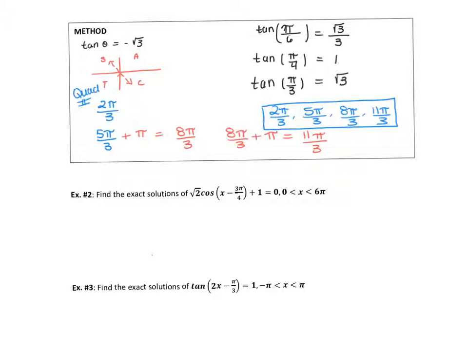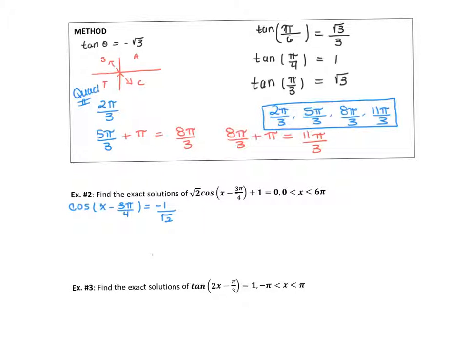Typically, when you have a problem that you need to solve, again, you want to make sure everything around cosine is moved to the other side. So we're going to do that. We're going to go ahead and subtract 1 and then divide by radical 2, so that you end up with that.